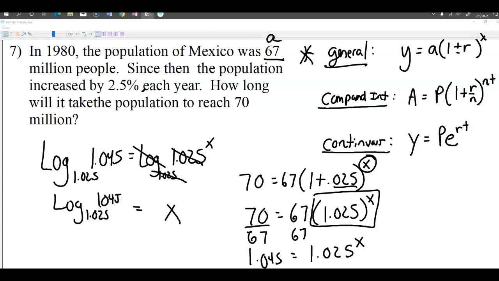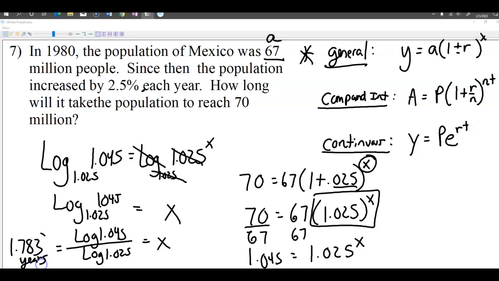And to do that, we're going to do change of base. So we're going to do log of 1.045 over log of 1.025. And punching that into our calculator, we should be able to get a nice answer. So log of 1.045 divided by log of 1.025 is about 1.783. And this is in years.